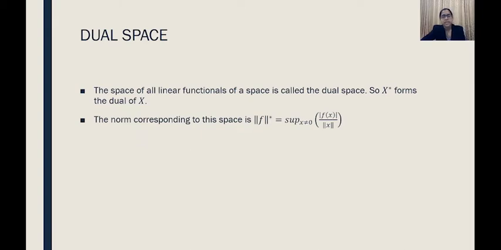We had also defined this norm and verified it. That is, norm f star is equal to the supremum over x not equal to 0 of mod f of x by norm x. And we had seen that there are different forms of this expression also. So this is basically the dual space of a given space. We are given a space, and the collection of all linear functionals will form the dual space.